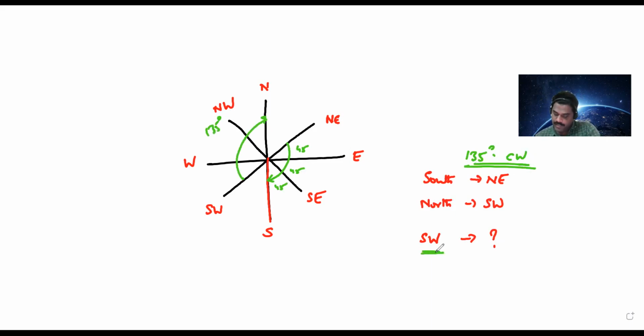So what will southwest become now? Southwest, you just backtrack by 135. So what is the direction over here? East. So southwest will become east, right?